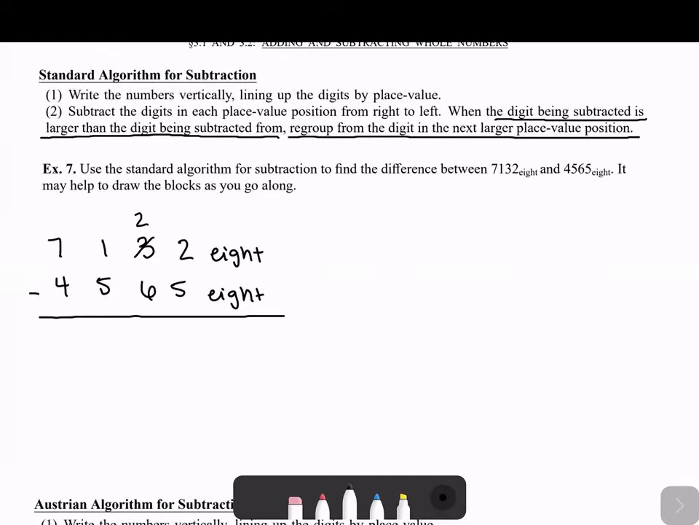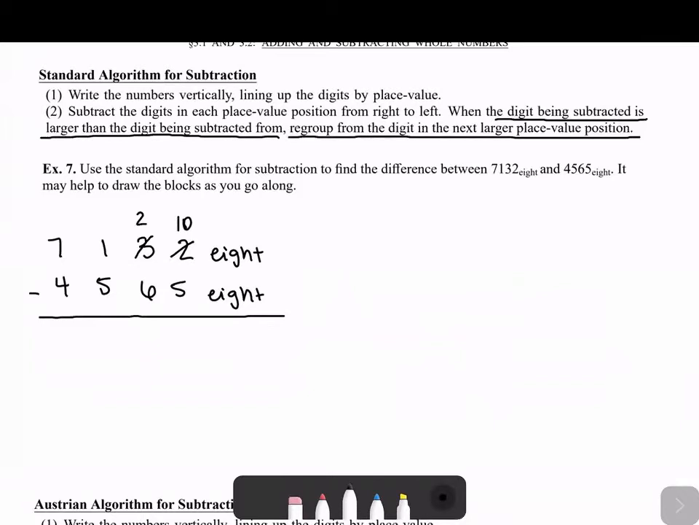Before I did this, I had 2 units, 3 longs, 1 flat, and 7 of the next largest unit. So we're going to take 3 and make it 2. So now we only have 2 longs. And then in base 8, we're going to split 1 long into 8 units. So this 2 becomes a 10 because we're adding 8 units because we're in base 8. So that becomes a 10.